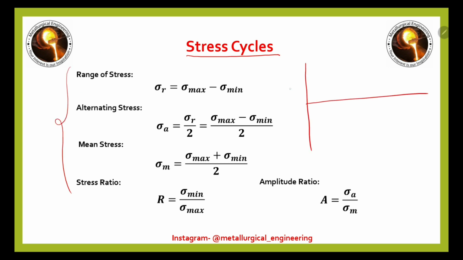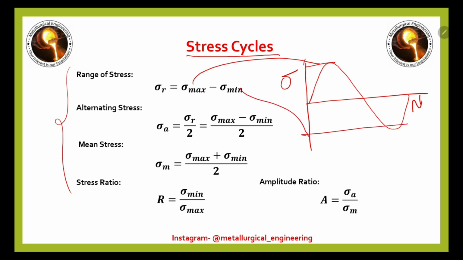Here I am plotting one cyclic stress. The y-axis is sigma applied and the x-axis is the number of cycles to failure. This is one cycle. The maximum value corresponds to sigma max and the minimum stress is sigma min.